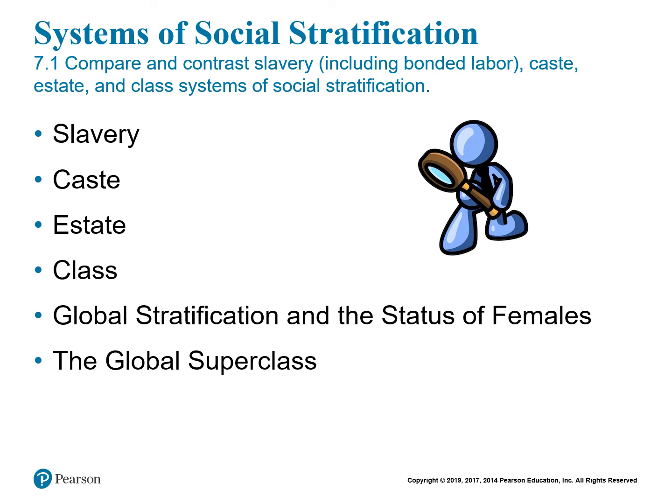All societies stratify their members, although they may differ in which system or form they use. The four major systems of social stratification are slavery, caste, estate, and class.